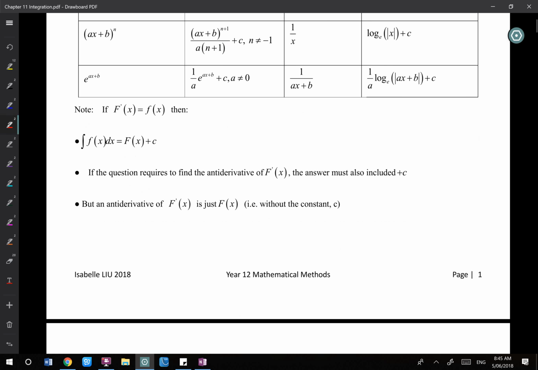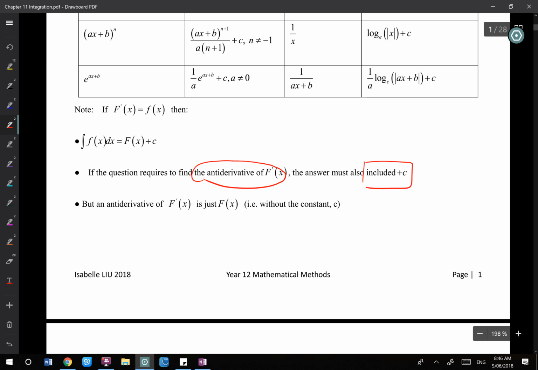It depends on how the question asks you. If the question requires you to find the antiderivative of the f dash x function, we need to include the c. It's the antiderivative because it has all the possibilities. C can be any real number. But if the question just says find an antiderivative for f dash x, anything will be fine. You add 0, add 1, add 2, it will be all good. You can just go without the c, because we treat c as 0, so there's no constant. I just give one function that satisfies it. So it's called an antiderivative.